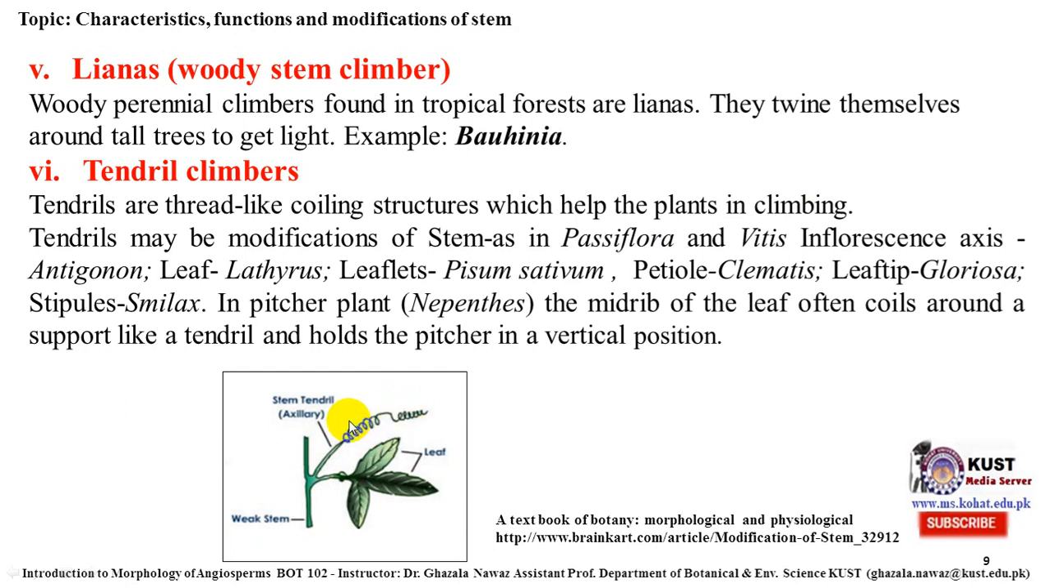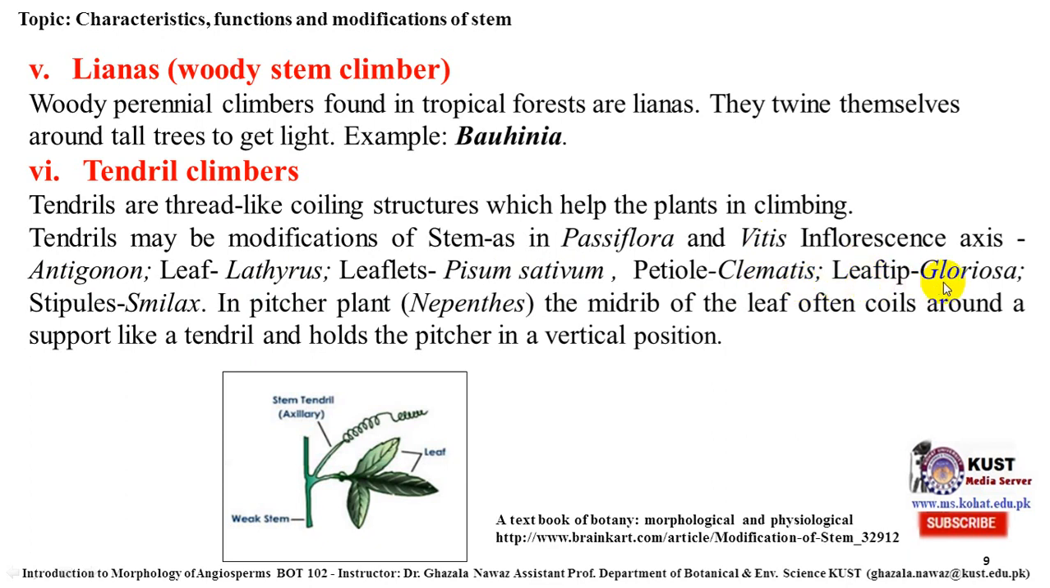So tendril climbers may be of different types on the basis of their origin, that is, from which part of the plant they arise. They may be stem tendrils, for example Passiflora and Vitis. They may be inflorescence axis, like Antigonon. These tendrils may arise from the leaf, for example in Lathyrus, or from the leaflets, like in Pisum sativum, and they may arise from the petiole, for example Clematis.